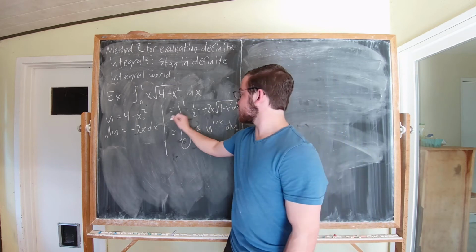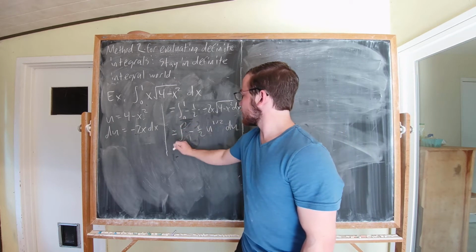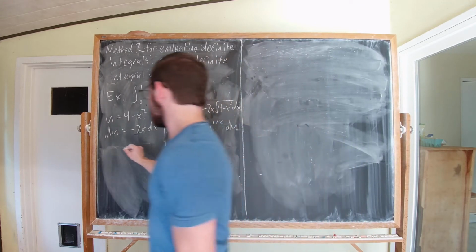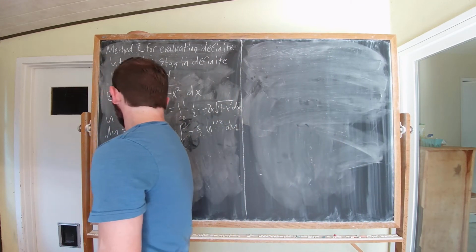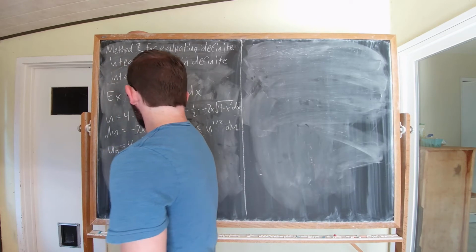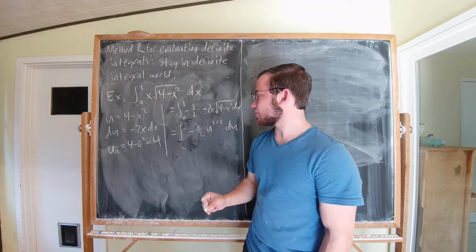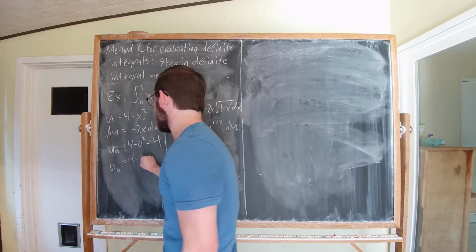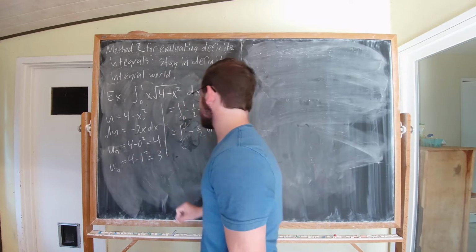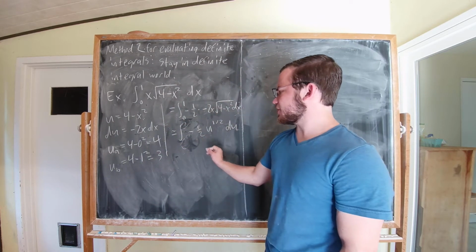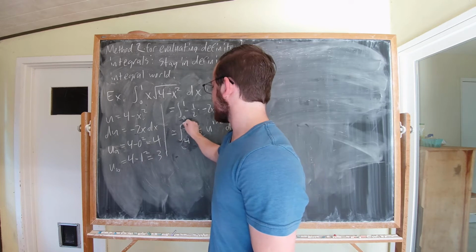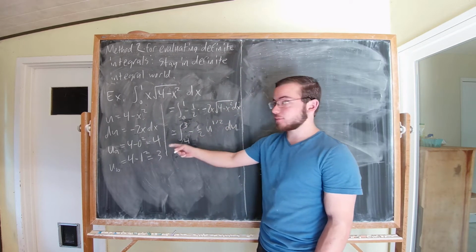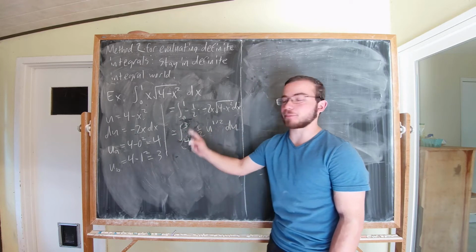Well, what we're going to do is we're just going to plug the old lower and upper bounds into our u substitution. So our new u sub a is 4 minus 0 squared, which is 4. And our new u sub b is 4 minus 1 squared, which is 3. So now this is the integral from 4 to 3, because that's our new lower, that's our new upper, since they correspond to the previous lower and upper.